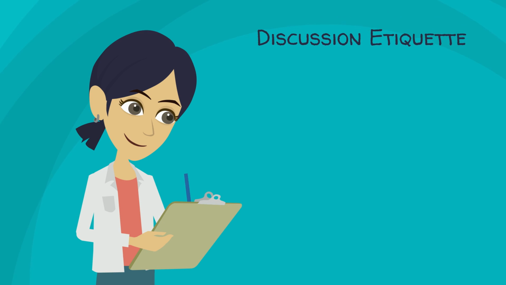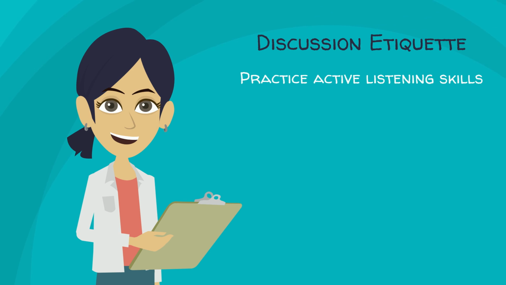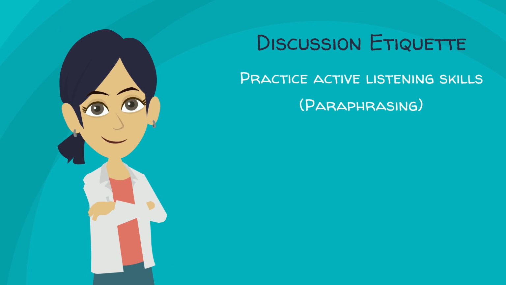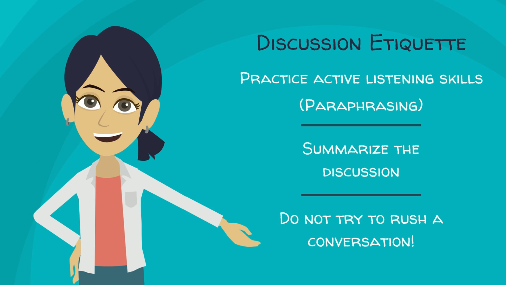There is some discussion etiquette that should be practiced by the teacher and the students during discussion. Listeners should let the speaker know they are listening by practicing active listening skills, including paraphrasing, in which the listener repeats back to the speaker what the listener thinks the speaker was saying. At the end of a discussion, the teacher or a student can summarize the discussion and reference back to the discussion when appropriate in future classroom activities. Remember that you can't rush perfection. Do not try to rush a conversation.